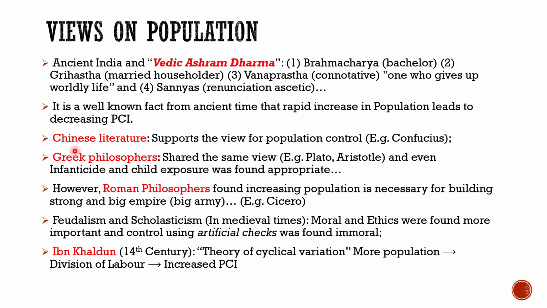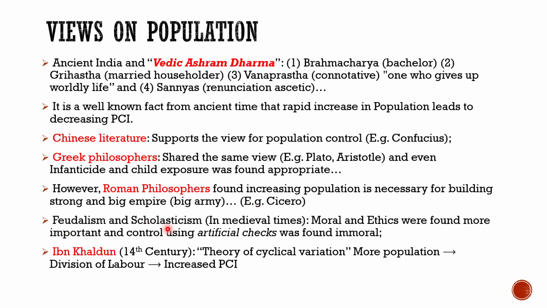If we see Chinese literature, Greek philosophers also supported views on population control, where the works of Confucius, Plato, and Aristotle can be reviewed. Greek philosophers even said infanticide and child exposure were appropriate if you want to control population. However, Roman philosophers talked about the necessity of increasing population to have a strong and big empire with a big army, and the work of Cicero can be reviewed here.